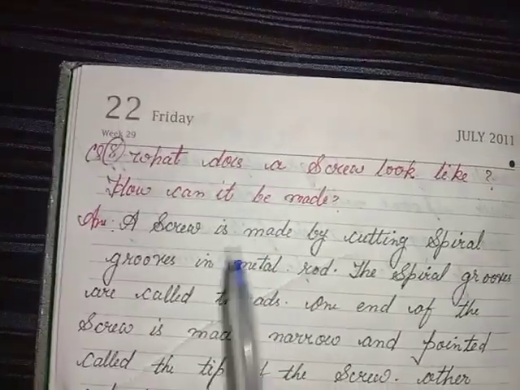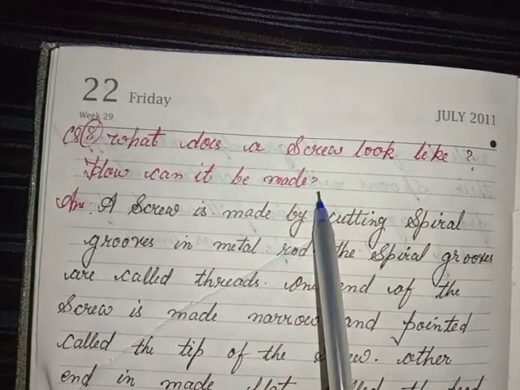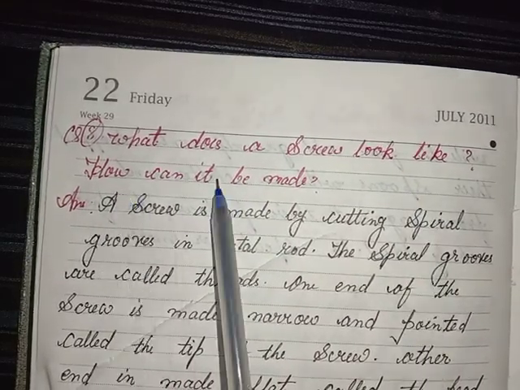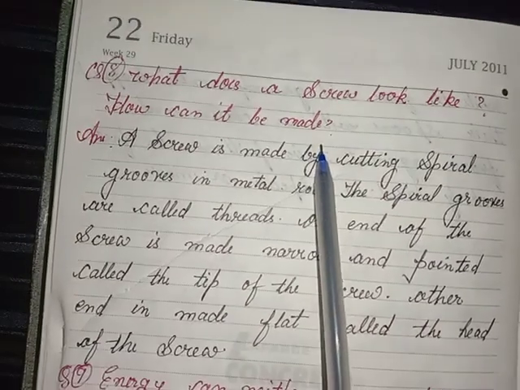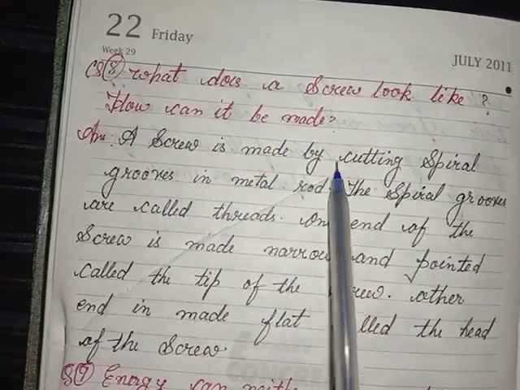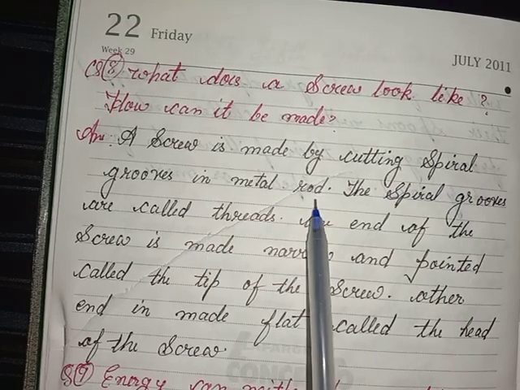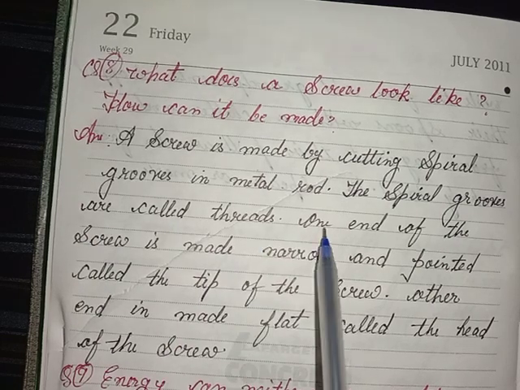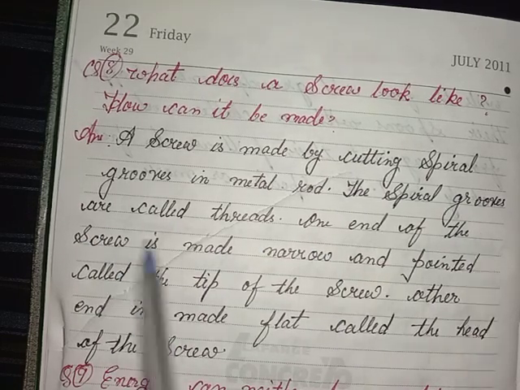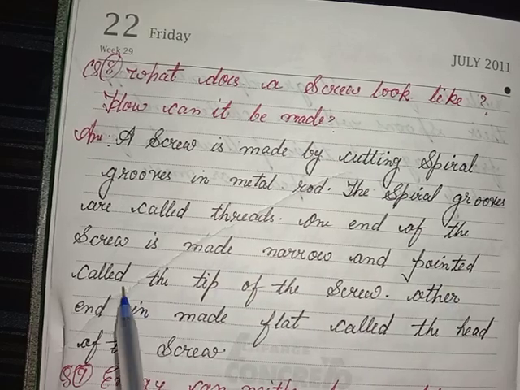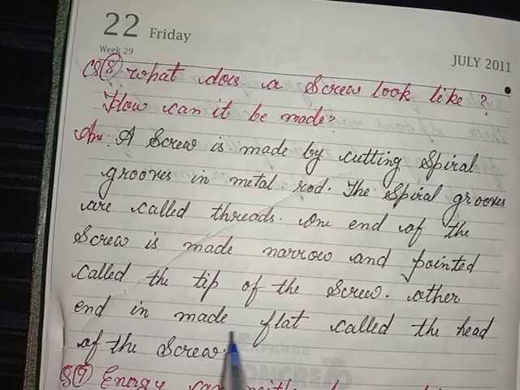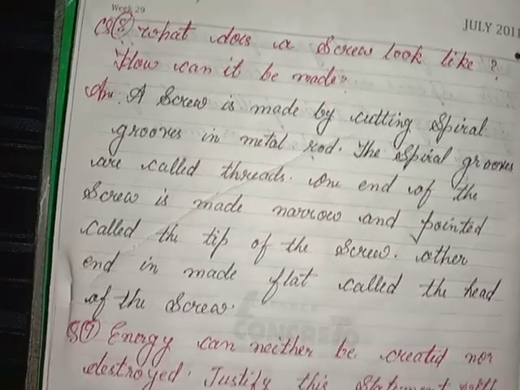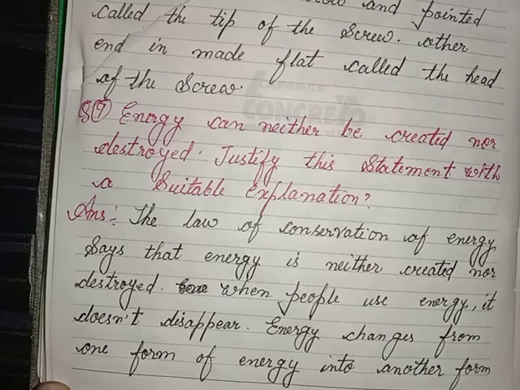Question 8. What does a screw look like? How can it be made? Answer: A screw is made by cutting spiral grooves in a metal rod. The spiral grooves are called threads. One end of the screw is made narrow and pointed, called the tip of the screw. The other end is made flat, called the head of the screw.